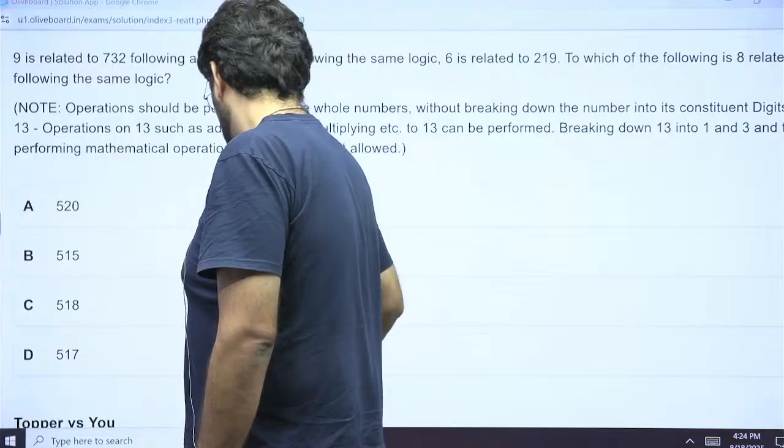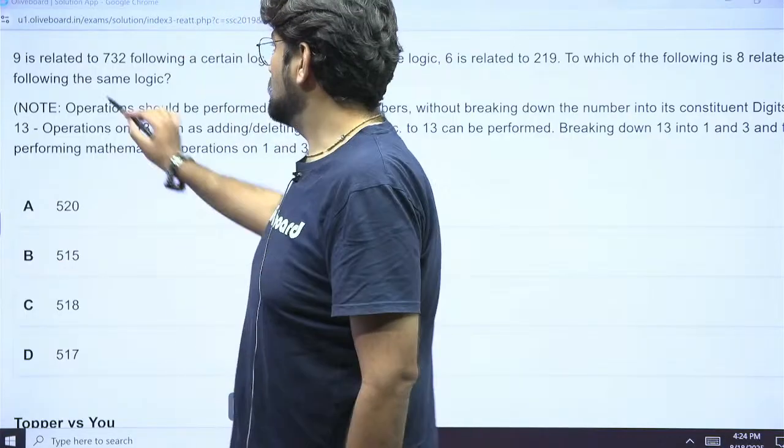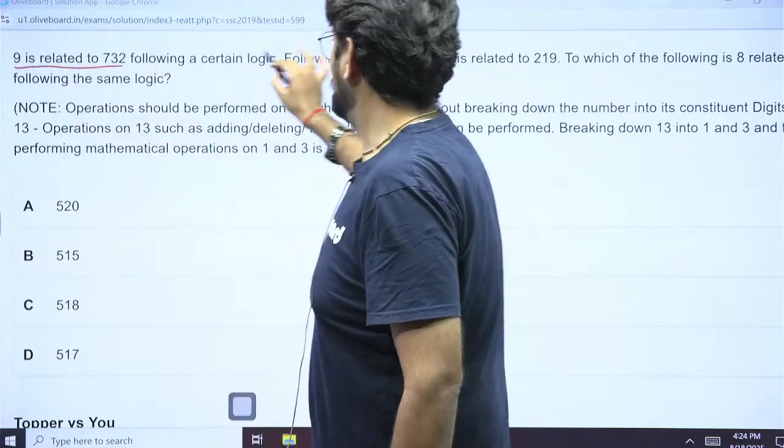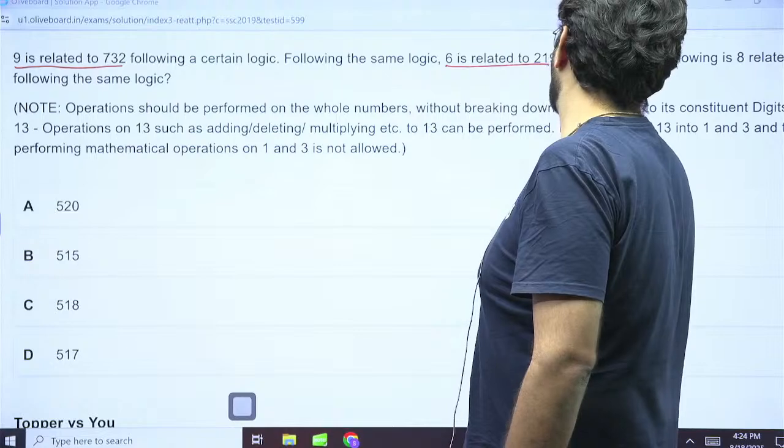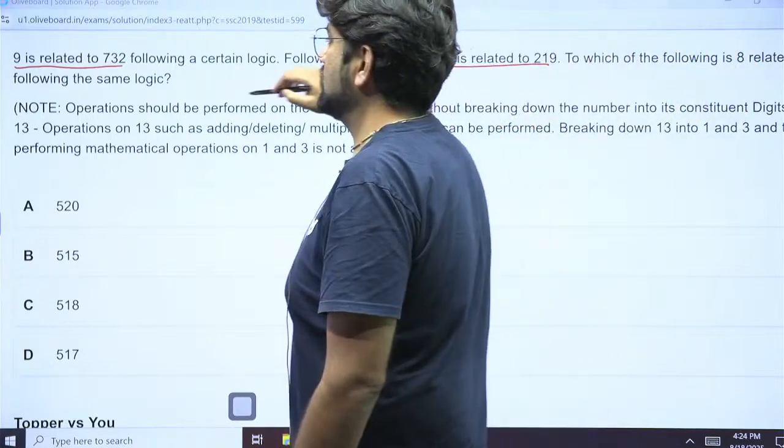Anyways, jokes apart. Again, a very easy question. 9 is related to 732. Same logic, 6 related to 219. Then what is 8 related to?